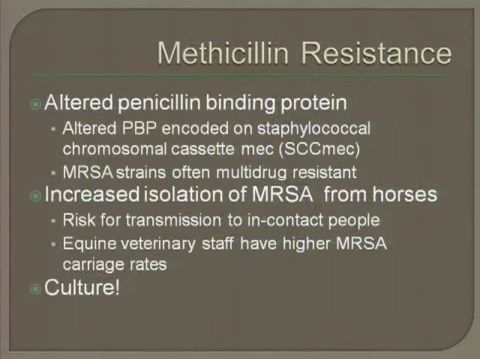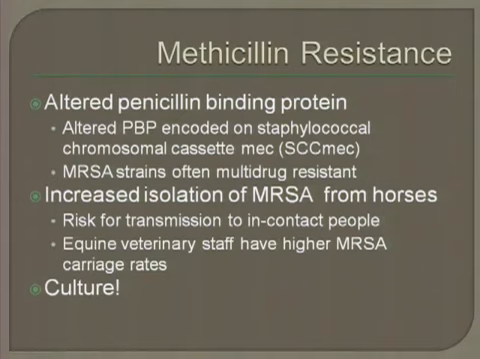And the reason is that more and more we are dealing with methicillin-resistant staph. So methicillin resistance is conferred by an altered penicillin binding protein. This is encoded on the staph chromosomal cassette. And it's common for these staph chromosomal cassettes to also have resistance genes for other antibiotics. So it's common for these to be multi-drug resistant strains.